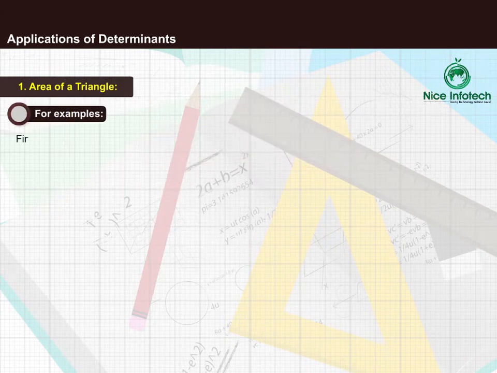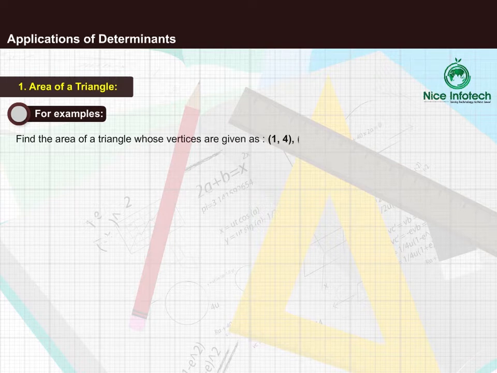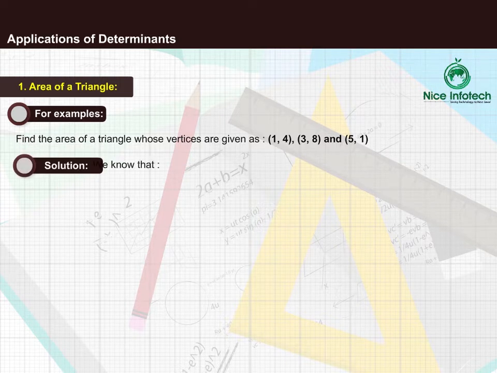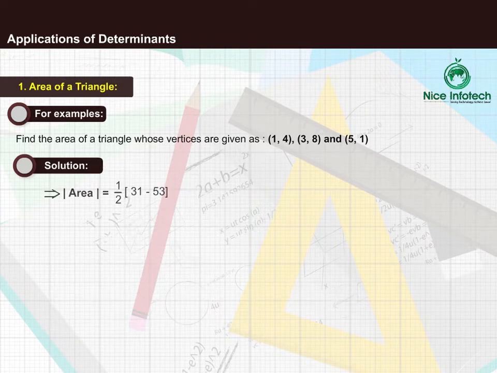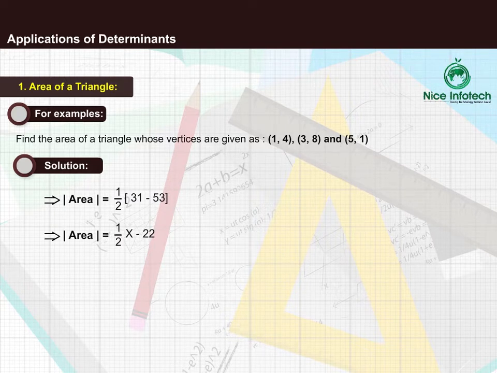For example, find the area of a triangle whose vertices are given as (1, 4), (3, 8) and (5, 1). Solution. We know the expression for area. This implies the determinant of area is given as, this implies area is 1/2 into minus 22, which gives area as minus 11.